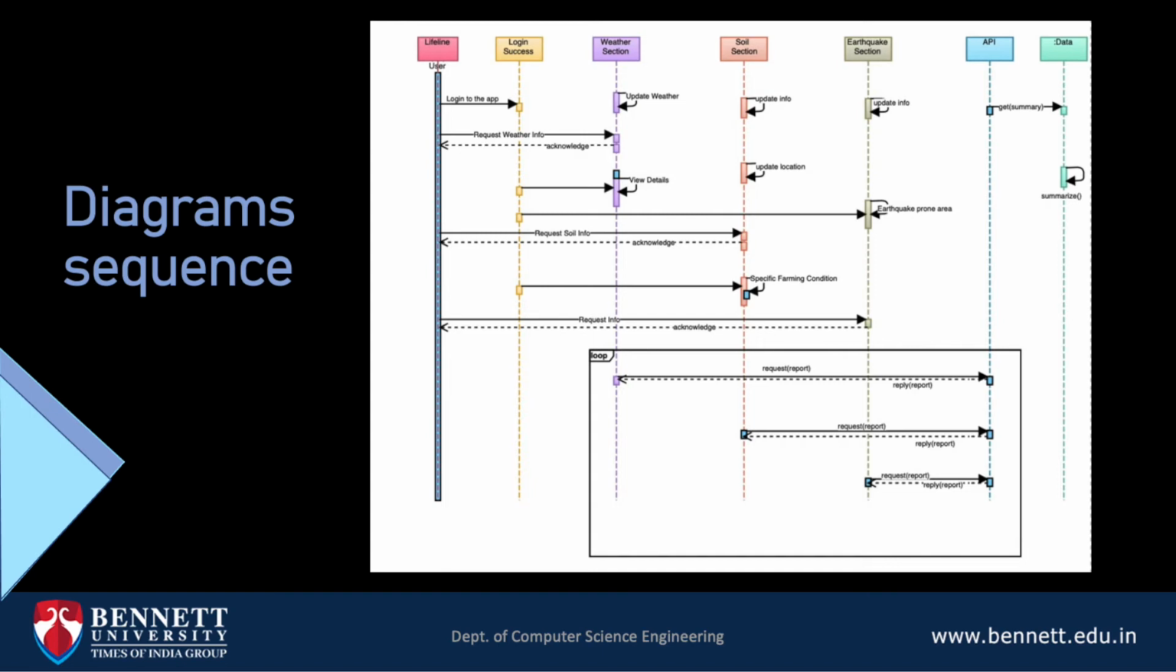There is a synchronous message from the API to the data which gets the summary of the entire data. And there is an entire loop with no specific guard condition running, with a few return messages requesting reports from the API itself. The data lifeline itself provides a summarize function, or you can say a reflexive message in itself. So that explains the sequence diagram for our project Terrain.